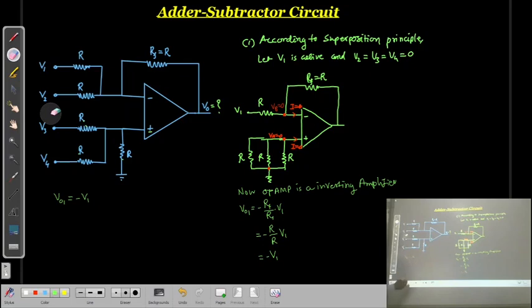So we can say V1 is connected to ground, V3 is connected to ground, V4 is also connected to ground, and V2 is active. In this case, if you apply the same logic, then you will find that VO2 will be equal to minus V2.